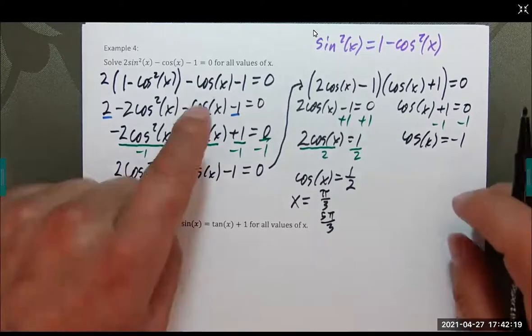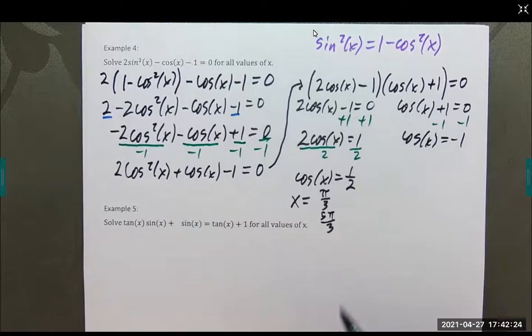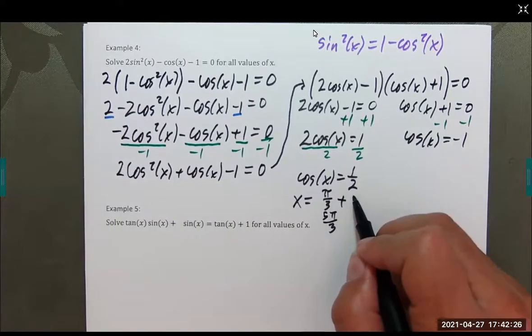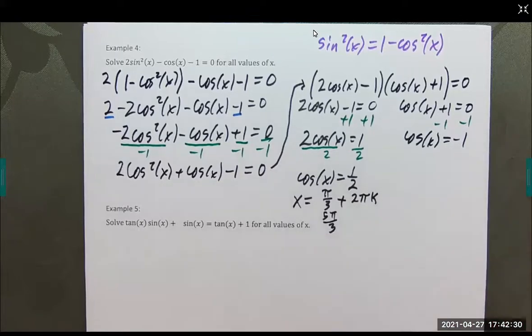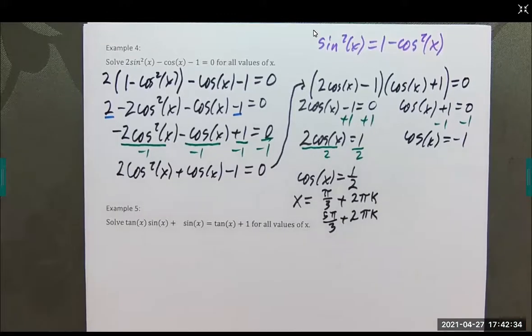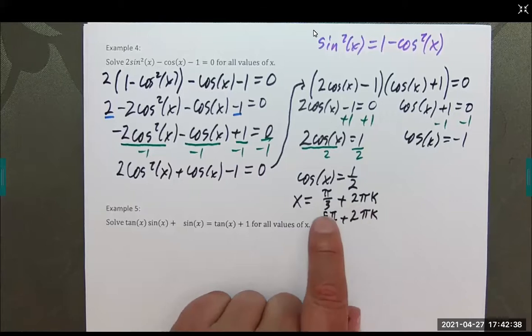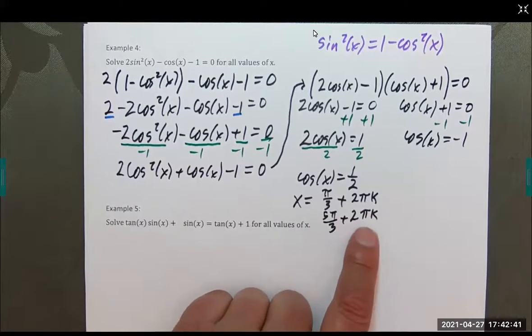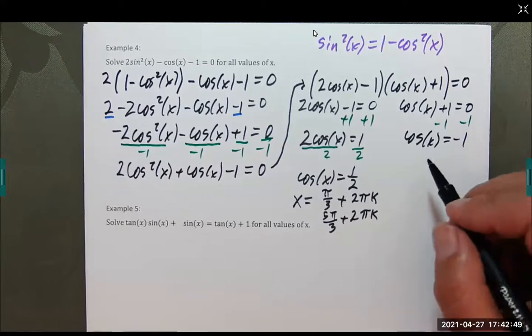Now here's the thing. When it says all values of x, that means that we need to add or subtract 2 pi k to both. So this is when k is an integer. So we can add a 2 pi, subtract a 2 pi, add a couple of 2 pi's, subtract a couple of 2 pi's, it doesn't matter. All of these represent all of the solutions.